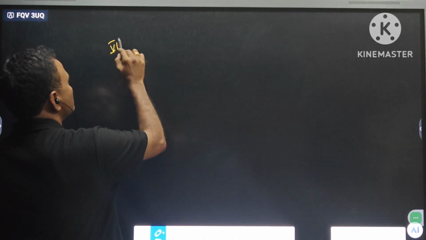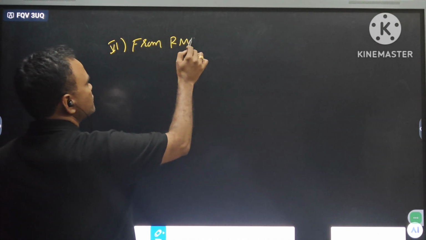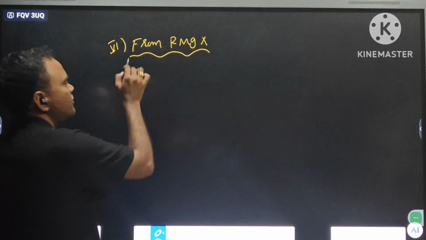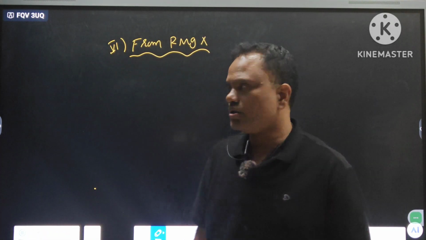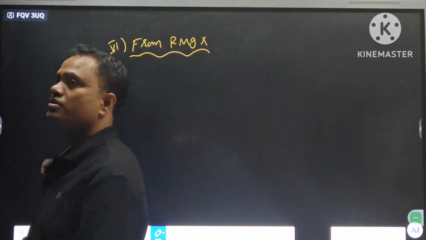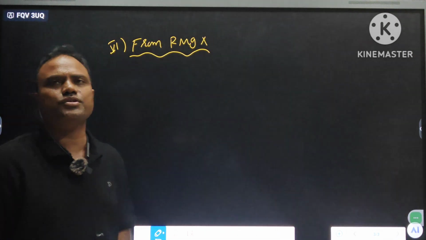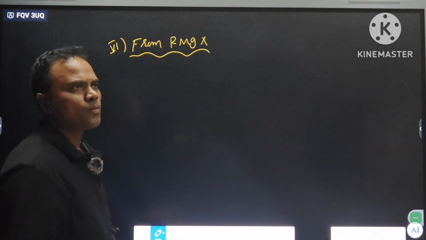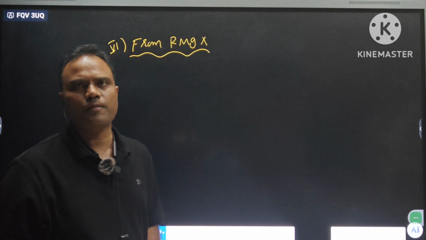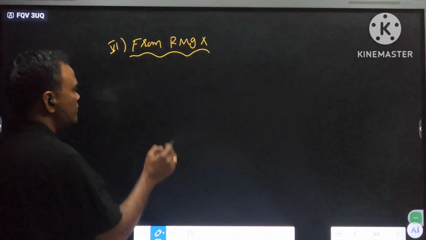Sixth, Roman number 6, from Grignard reagent. Preparation of phenol from Grignard reagent. How does the Grignard reagent dissociate? It dissociates into R negative and MgX plus. I am taking phenyl magnesium bromide.